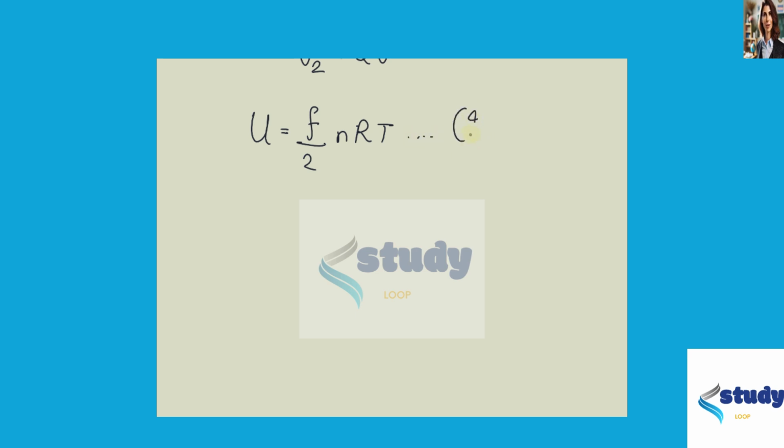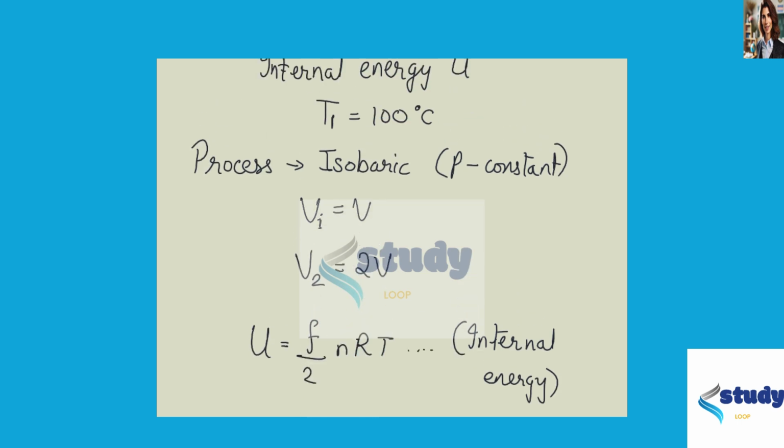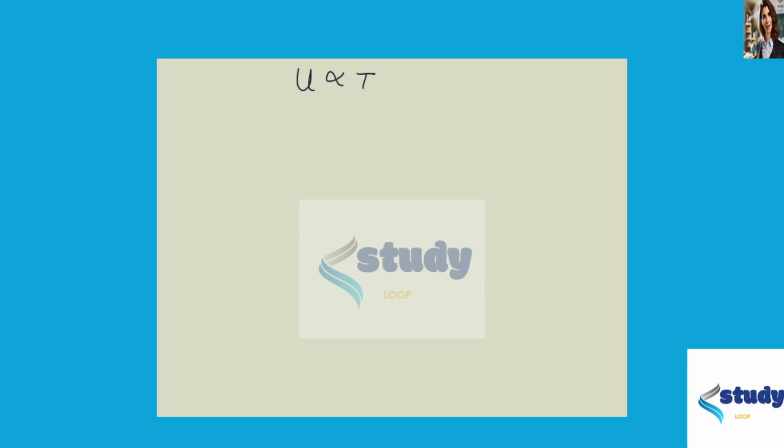So this is the formula for the internal energy, which we get from the equipartition theorem. From here we can interpret that this internal energy U is directly proportional to temperature. But now there comes a question. There is nothing given in terms of the final temperature over here. Just T1 is given to be 100 degrees Celsius. So we will find out T2.